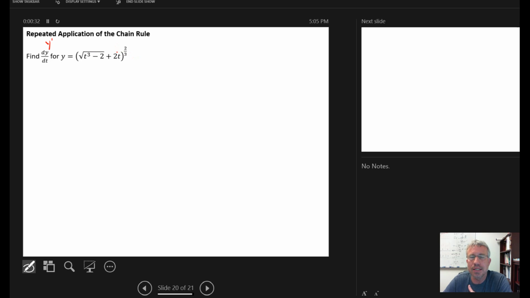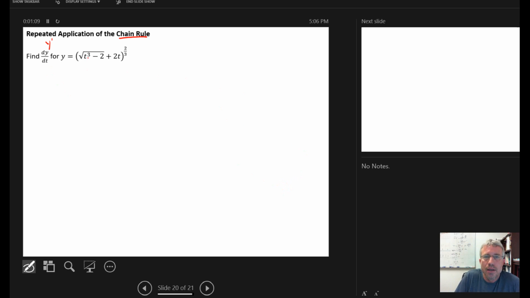And what I want to recognize is that I have two function compositions going on here. I have this stuff on the inside being raised to the 2/3. So there's an x to the 2/3 kind of thing going on. And then I have a square root function sitting over here. And there's a t cubed minus 2 sitting inside of a square root function. So I've got two function compositions going on in this particular example. And so we're going to need to use the chain rule 2 times. If we get 3 function compositions, we would need to use the chain rule 3 times, and so on and so forth.